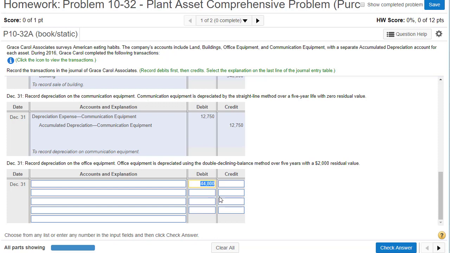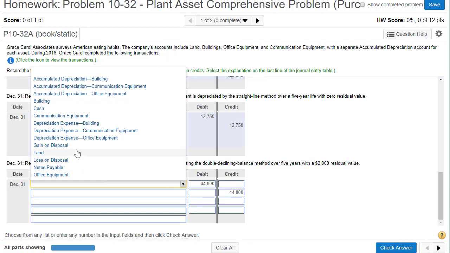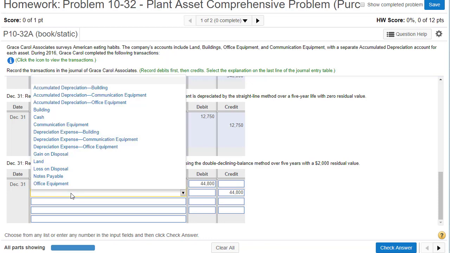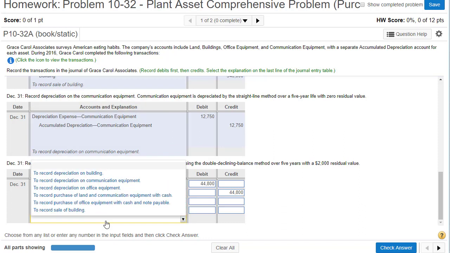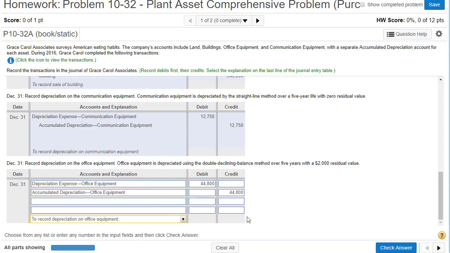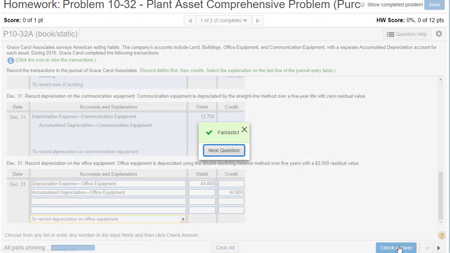Copy, paste. It gives us depreciation expense on the office equipment, and then we've got accumulated depreciation on the office equipment. To record depreciation on the office equipment. And that's it.